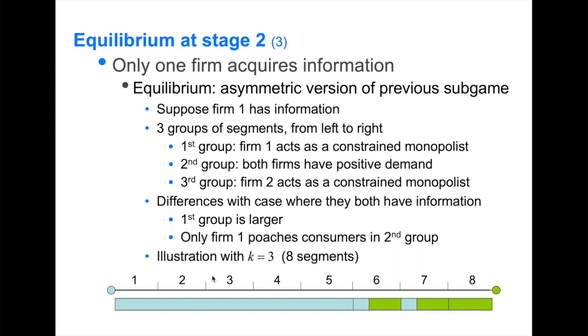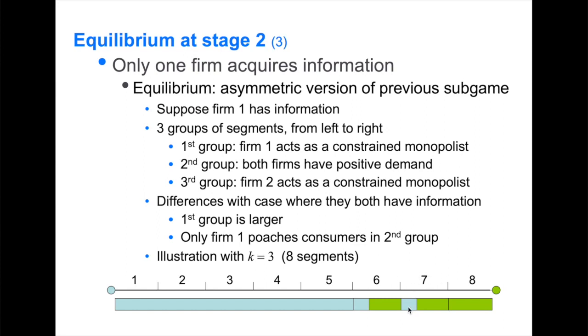Here I'm not going to detail all this. I just want to show you what happens if firm 1 has information but firm 2 has not. Firm 2 is still keeping the consumers who are close to it. But for consumers here, for example in segment 6, it's already possible for firm 1 to poach them. Even in segment 7, it's possible for firm 1, which has the knowledge of where the consumers are.